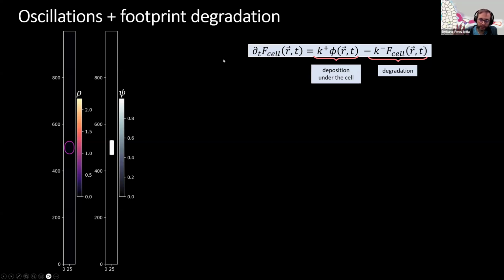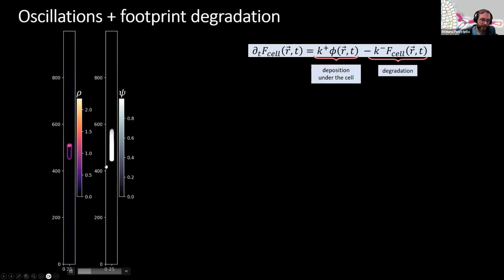So far, in all those movies that I showed you before, there was no degradation. So now we add the degradation into our simulations. And what we observe is that in this case, we also see oscillations, but you will see that these oscillations don't increase their amplitude. They reach a steady amplitude and stay over there.